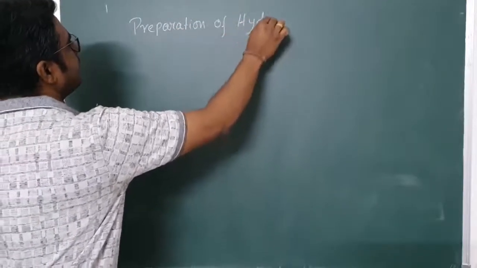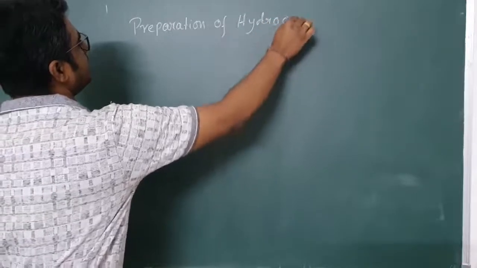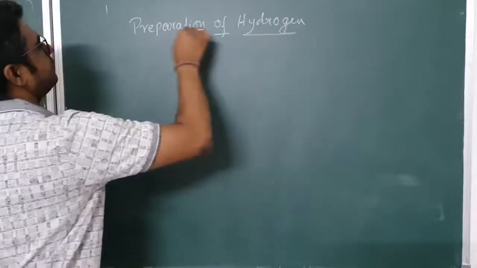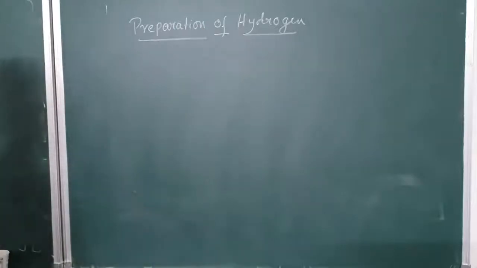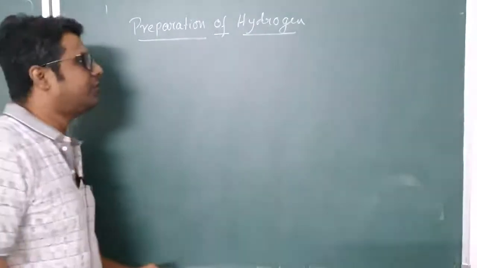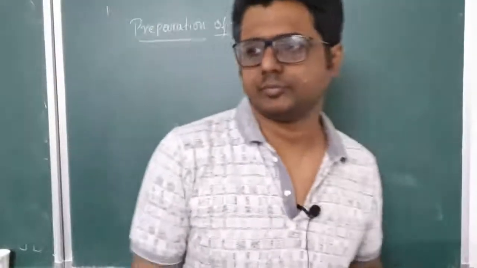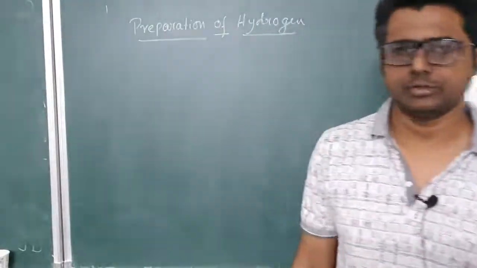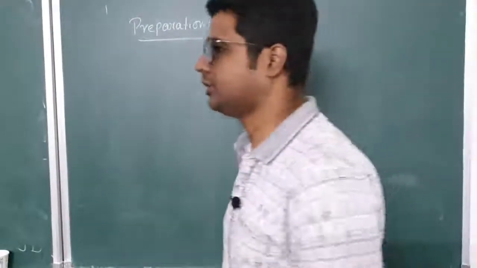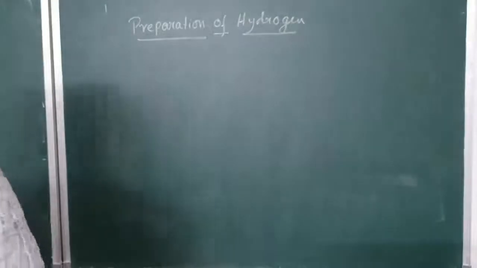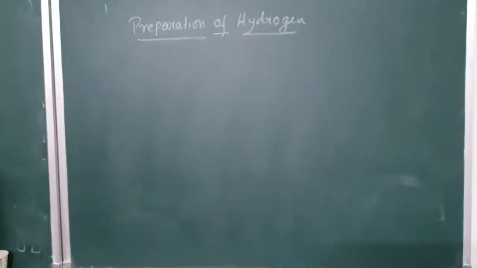So which compound in the world contains the most amount of hydrogen? On earth, which compound contains the most hydrogen? Water. Simple. Okay. Now what is water? Water's formula? No, water's formula is not H2O. Yes, water's formula is HOH. Okay, that is the formula.